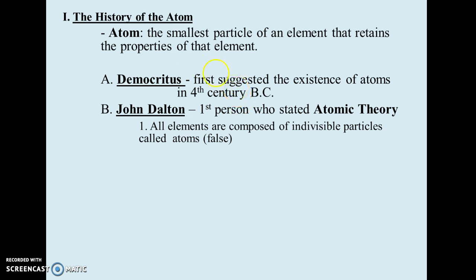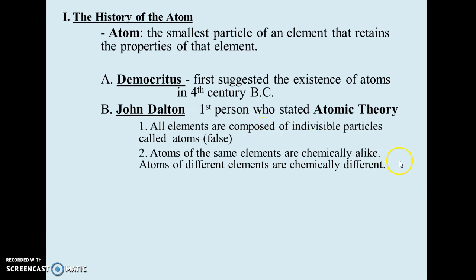So first one, he said that all atoms are composed of indivisible particles called atoms. Now I have false here, so I wonder if anyone can figure out why that's false. The word here that is false is indivisible, which means that they can be divided. So can elements be divided? We now know that yes, they can be divided. They can be divided into protons, neutrons, and electrons, and then even further from that. So this first postulate was incorrect.